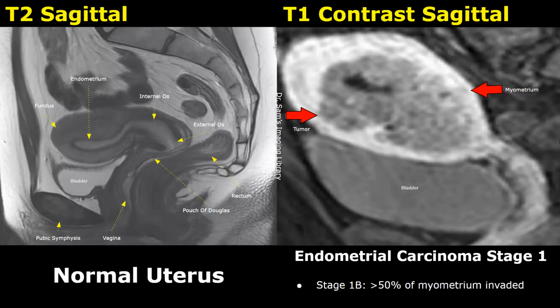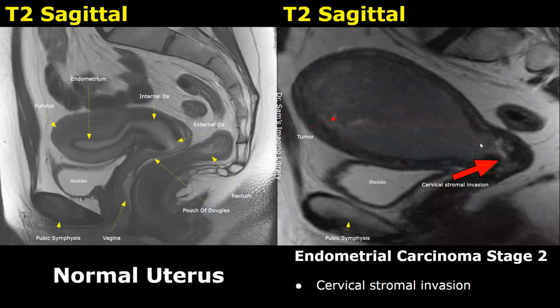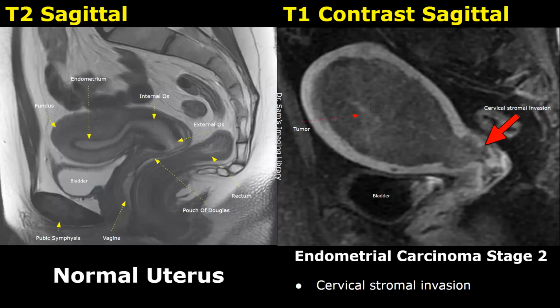In stage 2, the cervix is involved. There will be invasion of cervical stroma. The tumor has invaded the cervical stroma. The cervical stromal invasion is seen much clearly with T1 contrast sequence.